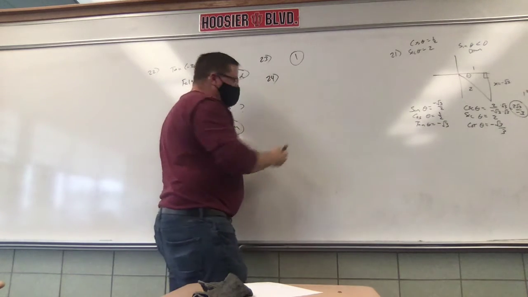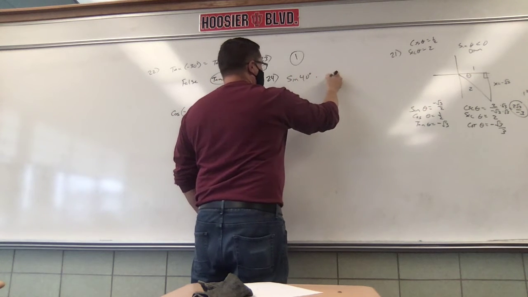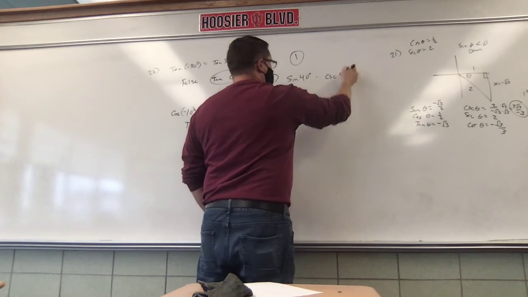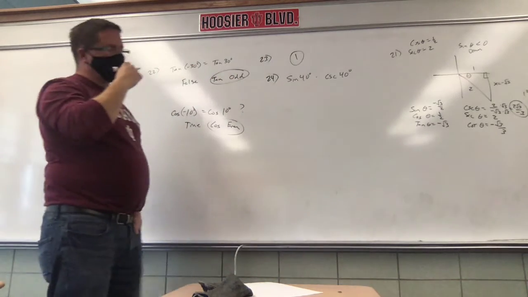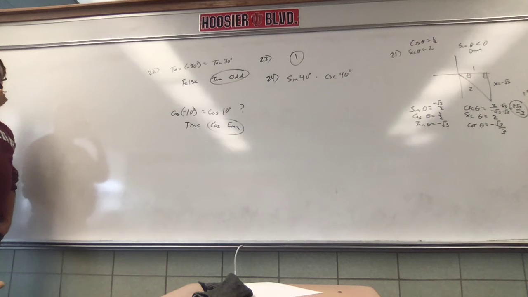Okay, sine of 40 degrees. I do expect to see a little bit of work on this, but not much. Okay, you should not need a calculator for this. The sine of 40 degrees times the cosecant of 40 degrees. Our angles are the same. Is that a good thing or a bad thing? That's a great thing. Okay, we want them to be the same.